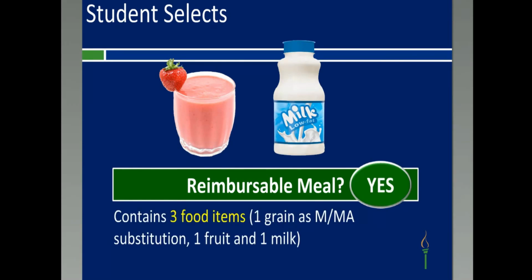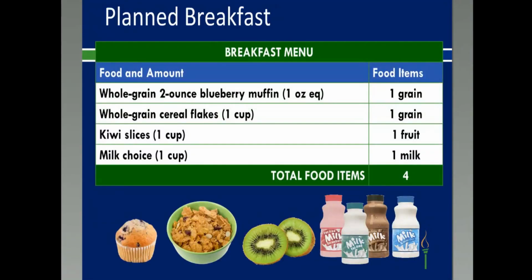This we can claim for reimbursement since there are 3 food items in here. Notice the corn muffin is offered, but it is not selected, and that is okay under offer versus serve.